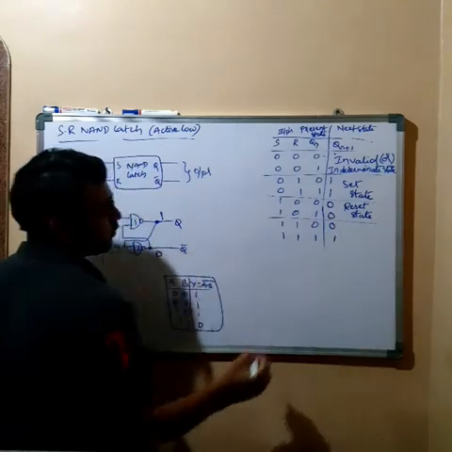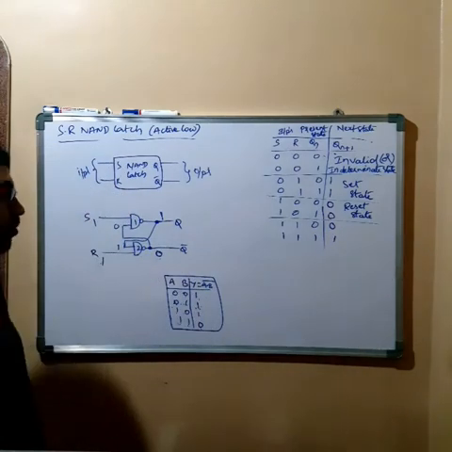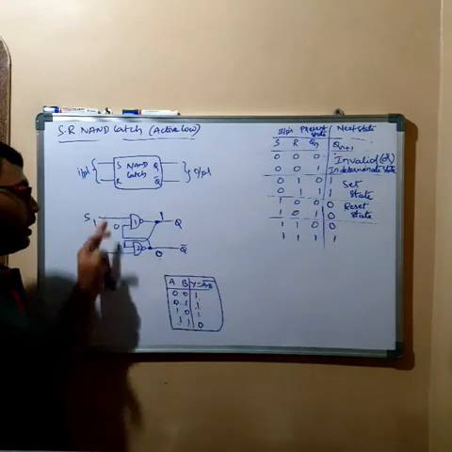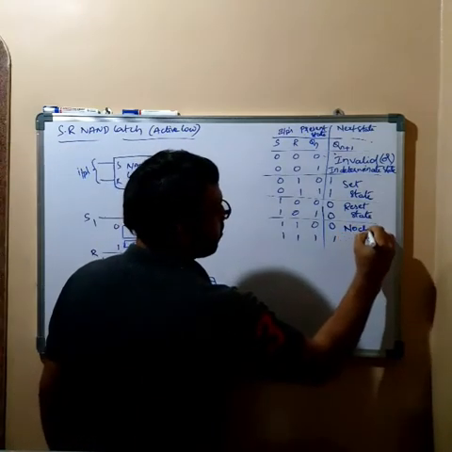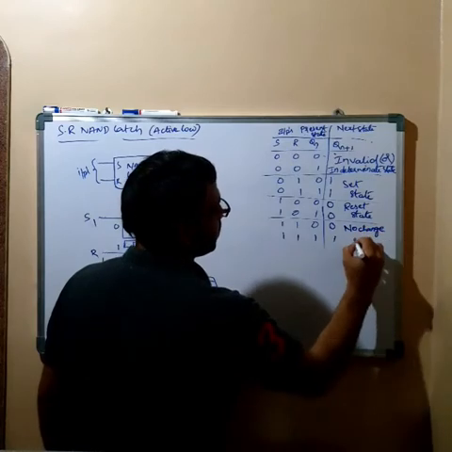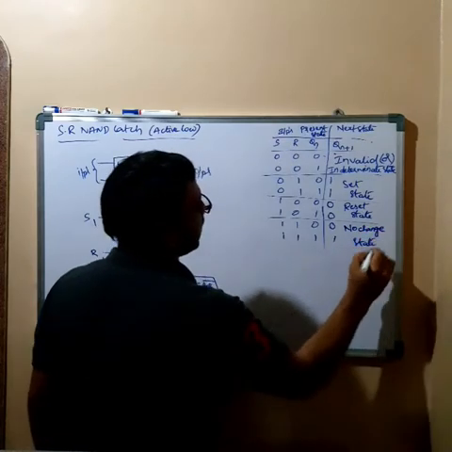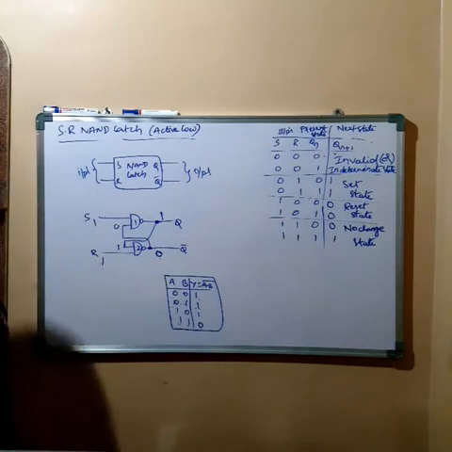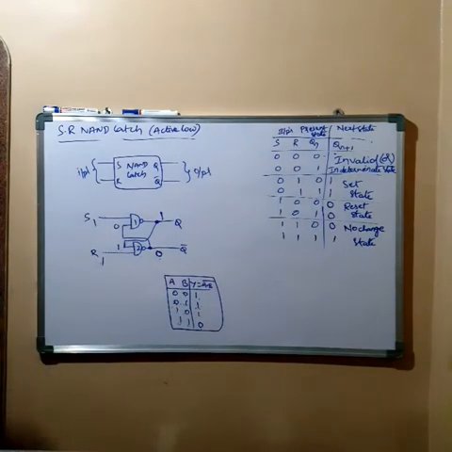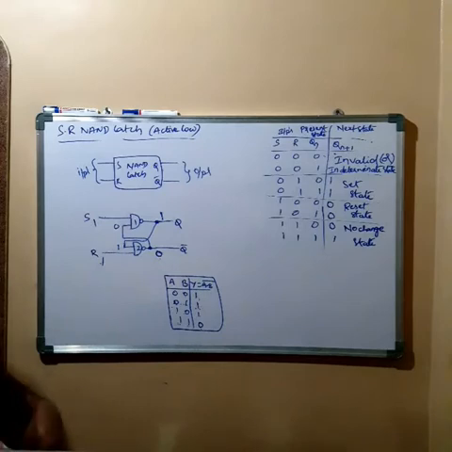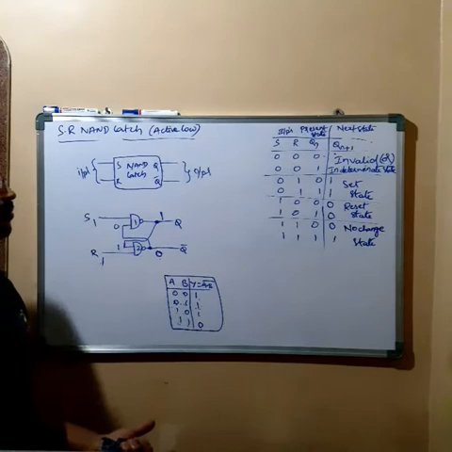So whatever the past outputs you have, if you apply these combinations to the NAND latch, you are getting no change. You are getting the past values as it is, no change state. If you want to retain the previous values as it is, you can apply this input combination, right? If you feel difficulty in understanding this, simply you can remember.